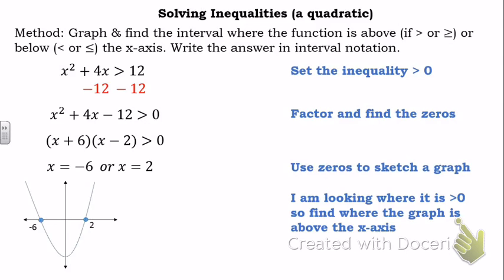So I look where it's above the x-axis, and it looks like the interval from negative infinity to negative 6, and then 2 to infinity. Now since it's greater than and not greater than or equal to, I'm going to include parentheses with my interval notation. It's inclusive of both intervals, so I'm going to use the union symbol in between.